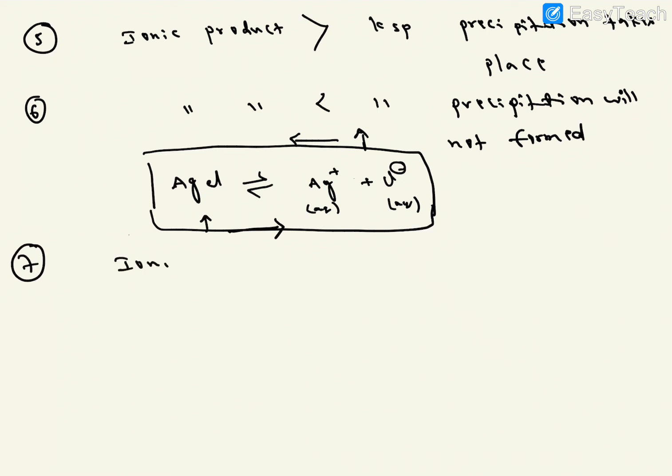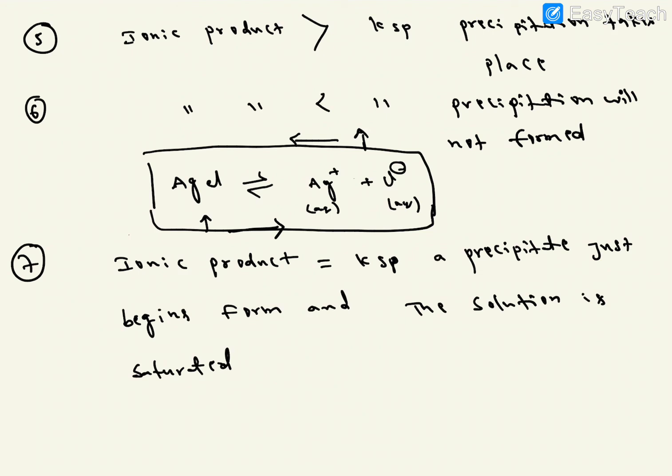I hope it is clear. Then the next one, seventh point here: ionic product. Right here, the ionic product will become equal to the KSP value. The precipitate will just be beginning to form and the solution is saturated.